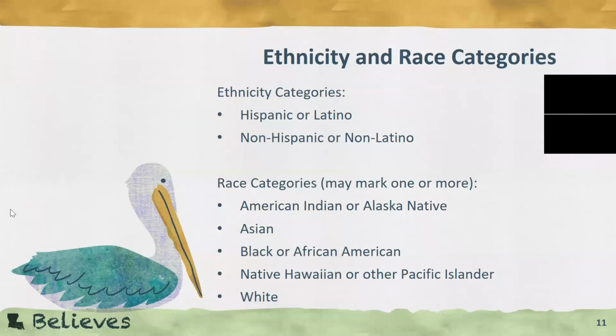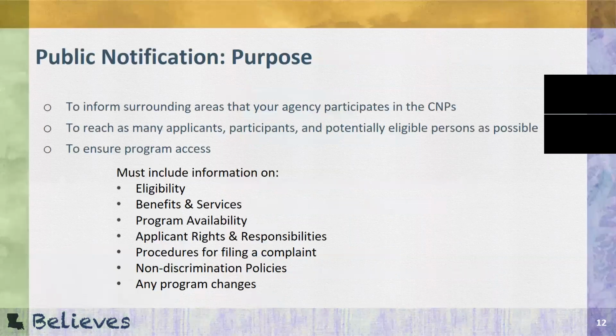Ethnicity is broken down into 2 categories: Hispanic or Latino and non-Hispanic or Latino. The racial categories include American Indian or Alaskan Native, Asian, Black or African American, Native Hawaiian or Pacific Islander, and white. A person may identify as belonging to multiple racial categories.